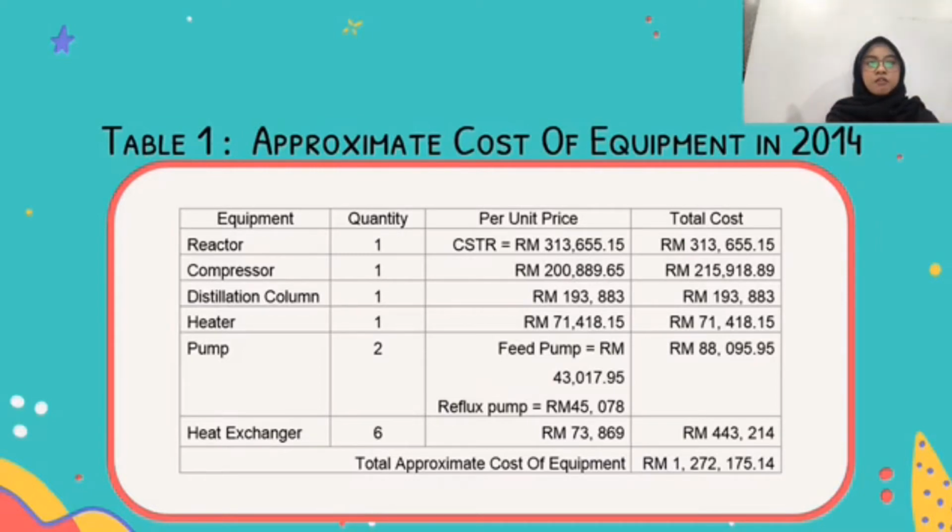For the heater, the quantity is 1 and the total cost is 71,418.50. For the pump, we have two in quantity, which are the feed pump and the reflux pump. The total cost of these two pumps is 88,000 and 65.65. For the heat exchanger, we have 6 in quantity, and the total cost is 443,214. The total approximate cost of the equipment for all our major equipment is 1,272,175.14.